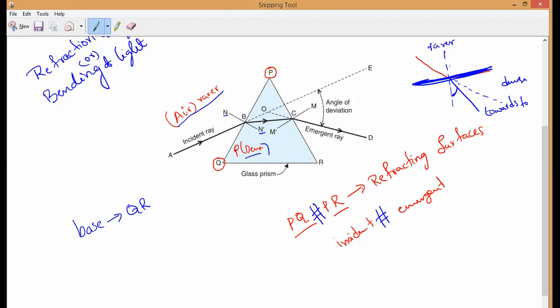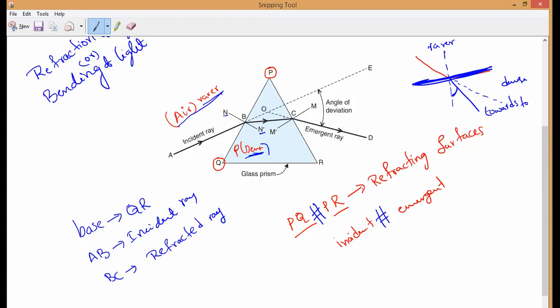If you observe here, the incident ray AB is going from air into the glass prism. It is entering from the rarer medium to the denser medium. What is the name of the line from B to C? AB is called the incident ray, and BC is called the refracted ray. All of you should remember.